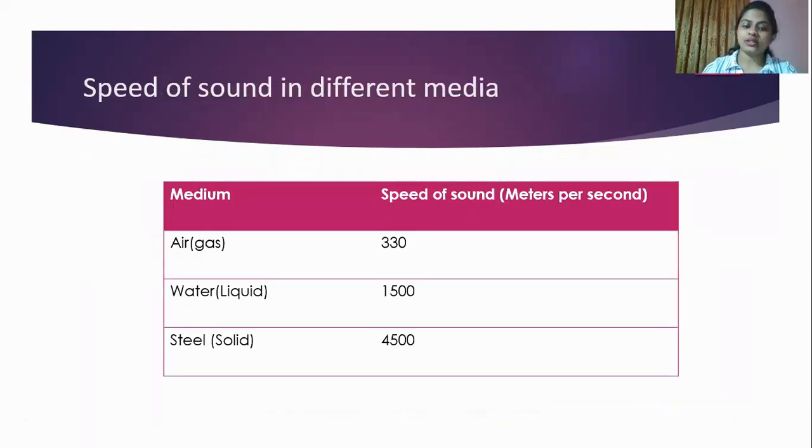Right. You got to know some day-to-day instances where we can compare the speed of sound in different media. So here is the actual speed of sound in those media. In air, it's about 330 meters per second. In water, it's about 1500 meters per second. Then in solid media, it's 4500 meters per second. So you can clearly compare these values and see that the highest speed of sound is in solid media and the least speed is in air.